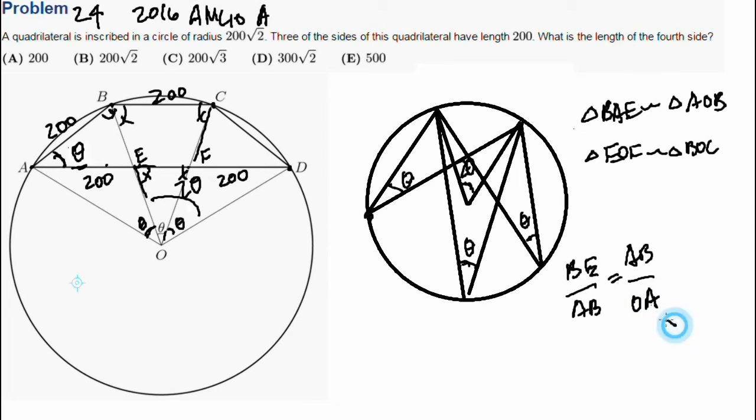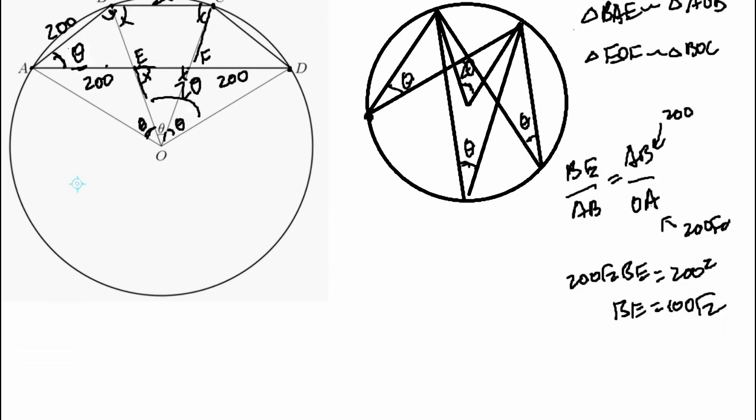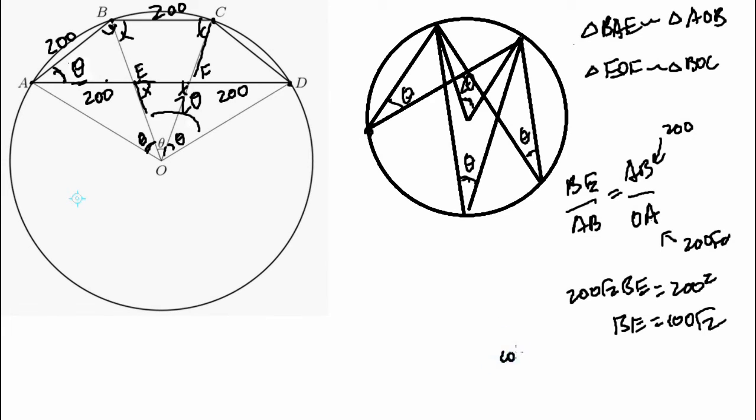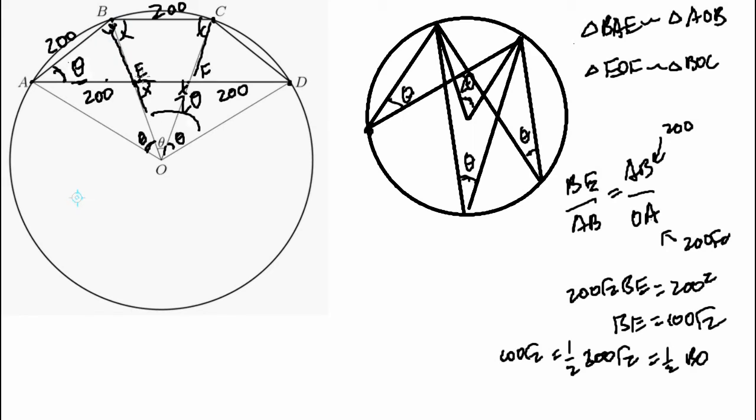Since we know OA is 200 root 2, and we know AB is 200, we can just solve for BE. So 200 root 2 times BE equals 200 squared. If you just calculate it, you get that BE equals 100 root 2. 100 root 2 is exactly 1/2 of 200 root 2, which is 1/2 BO. What that means is that BE, this length right here, is exactly 1/2 of BO. And thus EO, the other half, is also 1/2 of BO. So EO equals 100 root 2, which is 1/2 of BO.